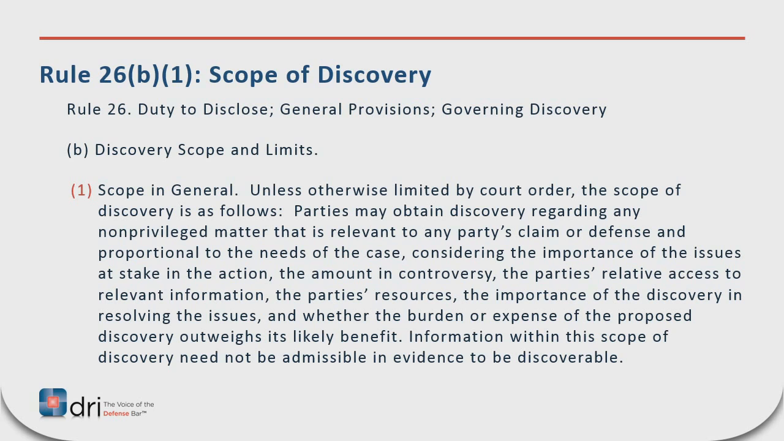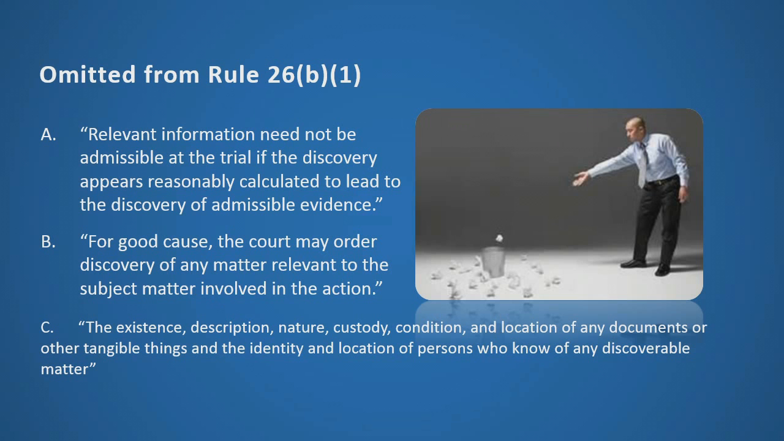Important to note what has been omitted from the rule. The well-known phrase, and what has been misinterpreted as the actual scope of discovery for decades, "relevant information need not be admissible at the trial if the discovery appears reasonably calculated to lead to the discovery of admissible evidence," gone from the rule. Similarly, the phrase that for good cause the court may order discovery of any matter relevant to the subject matter of the action is also gone.